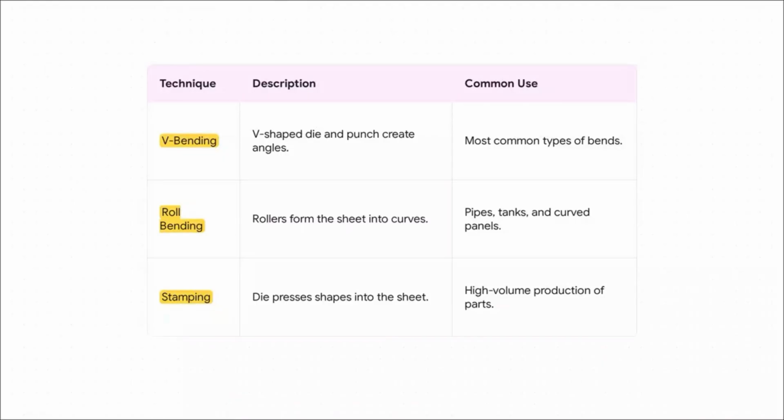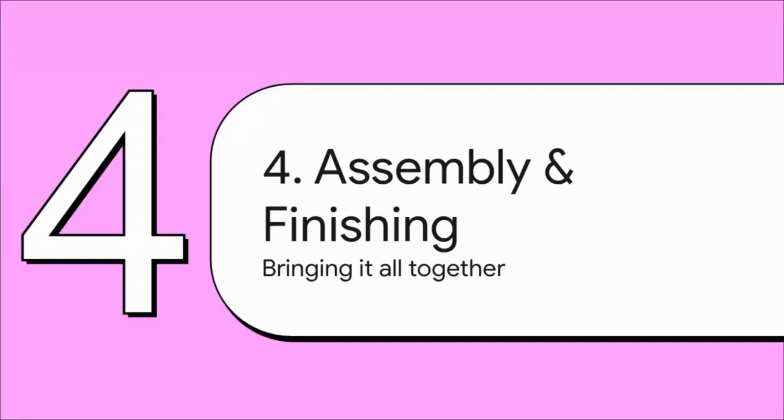If you need smooth curves or cylinders, the metal gets fed through these powerful rollers. And for making thousands of identical parts, stamping presses can form complex shapes in just minutes. It's all about high-volume production. All right, we've got our shaped pieces. Now it's time to bring them all together into a final product and then apply those critical finishing touches that protect it and give it that polished, ready-for-the-world look.